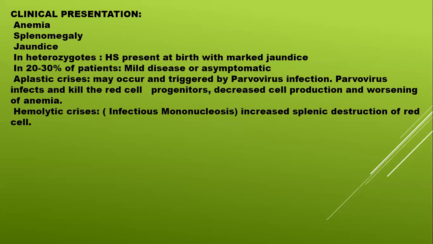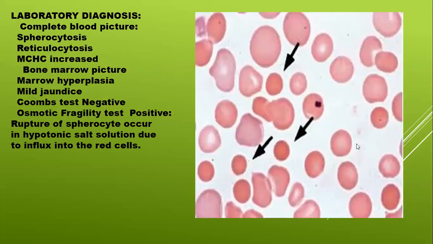So, there is decreased red cell production and worsening of anemia. Hemolytic crisis may occur with infectious mononucleosis infection and increased splenic destruction of the red cells.